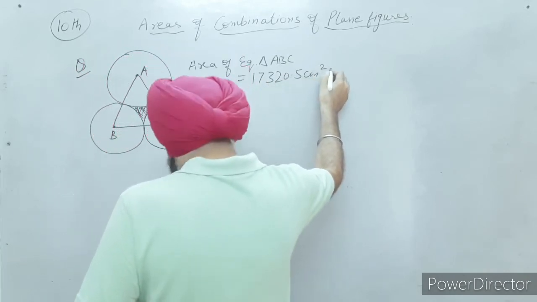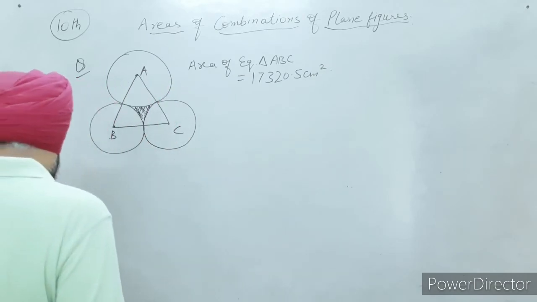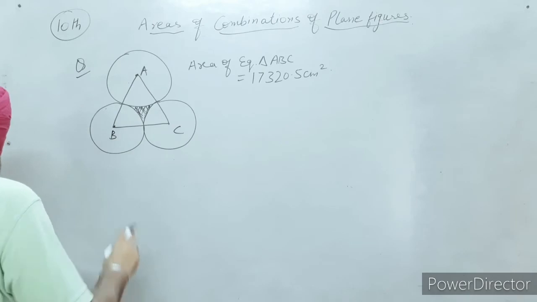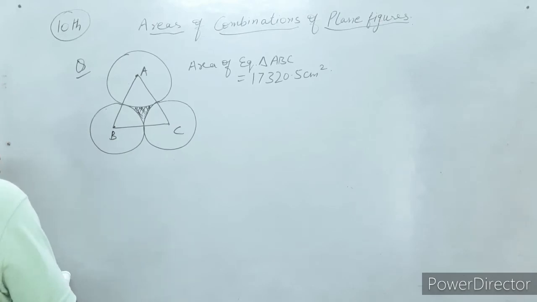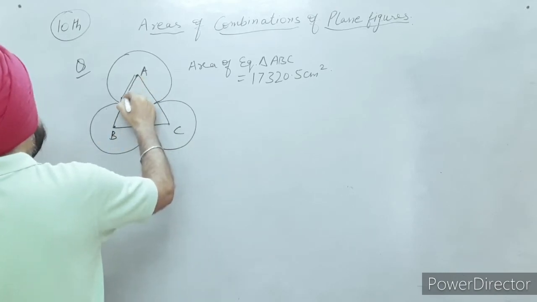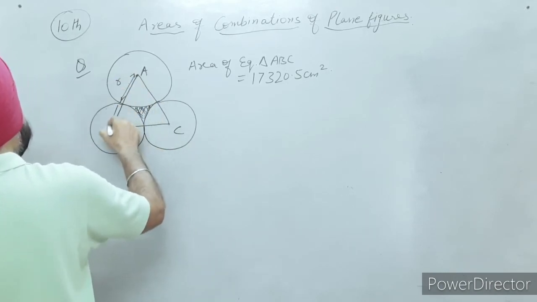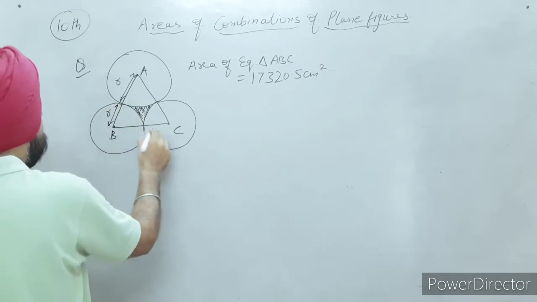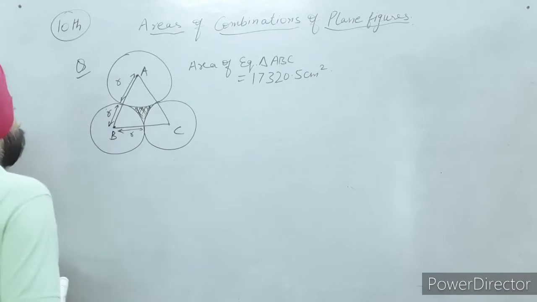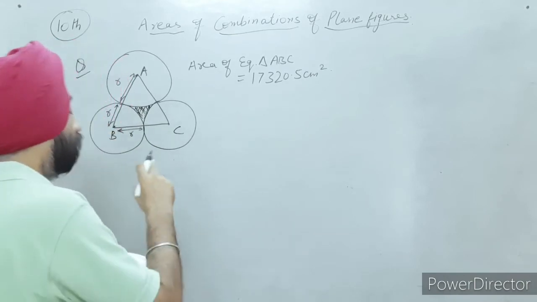It is given as 17320.5 centimeter square, and with each vertex of the triangle as center of the circles which are touching each other, and with radius equal to half the length of the side of the triangle. This is the radius, this is the radius, and this is the radius. This radius is half the side of the triangle ABC.